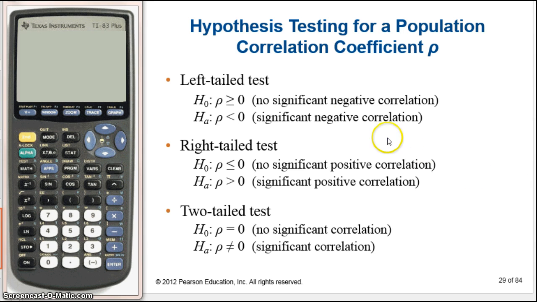So for the left-tailed test, this is basically saying, yes, we have a significant negative correlation. For the right-tailed test, if we reject the null hypothesis, this would say that the correlation is significantly positive. And for the two-tailed test, where it's not equals, rejecting the null hypothesis would basically say, yes, we have a significant correlation between variable x and variable y.